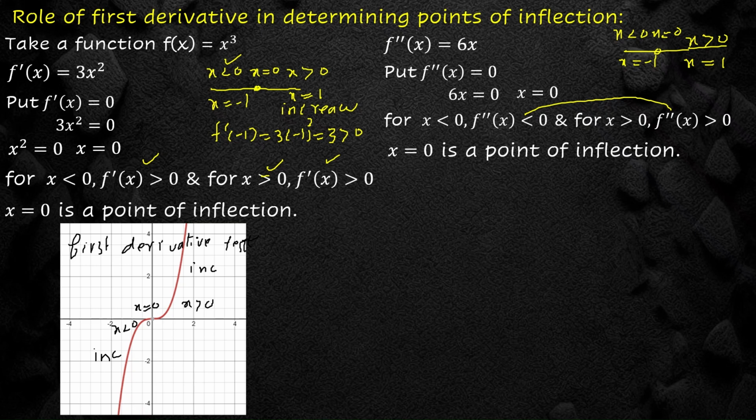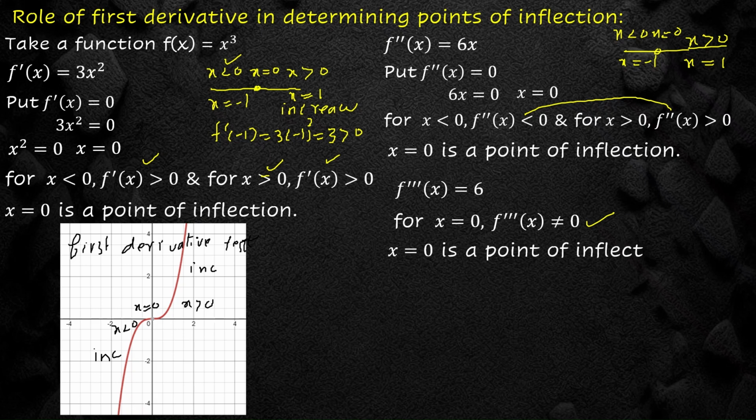Now we check this by the third derivative. The third derivative is equal to 6, and we can see that at x is equal to 0, f triple dash x is equal to 6, which is not equal to 0. That is, there is a change in the concavity of the function. That is, there is a change in the second derivative. So we can say that x is equal to 0 is a point of inflection. So for this function f of x is equal to x cube, we can use the first derivative, second derivative, and third derivative to determine the points of inflection.